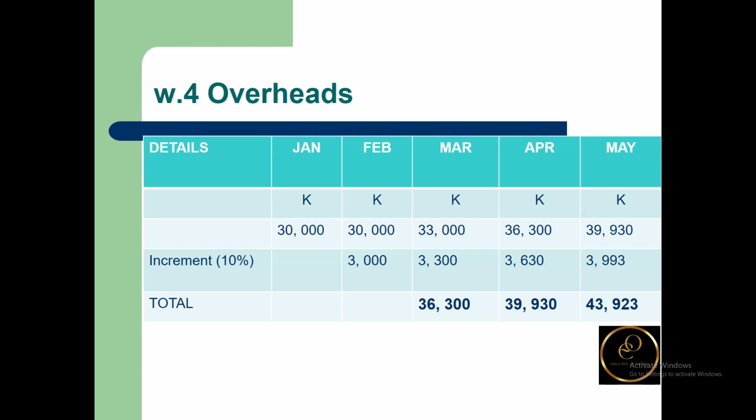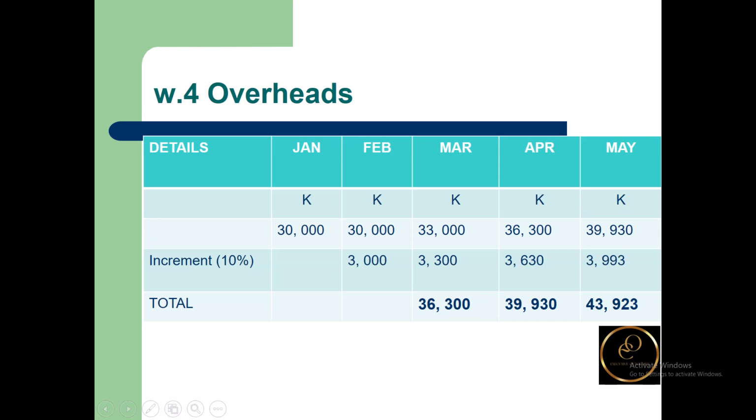In April, we start with 36,300, which is going to increase by 10%. 10% of 36,300 is 3,630, meaning that in April we are going to have a total overhead obligation of 39,930. In May, we start with 39,930. It increases by 10%. We are going to have an increment of 3,993. Therefore, in May, the total obligation comes to 43,923.